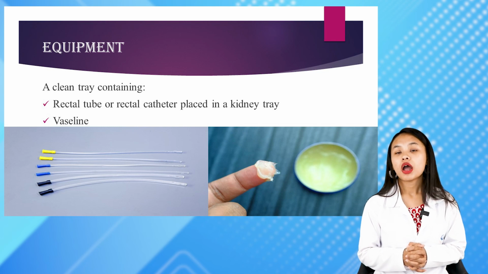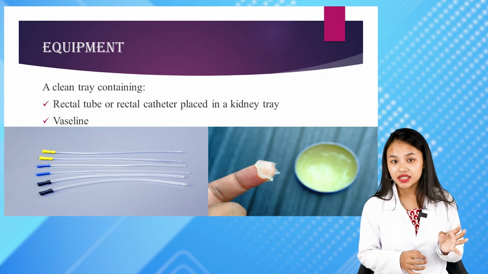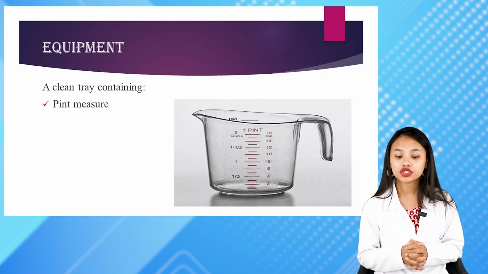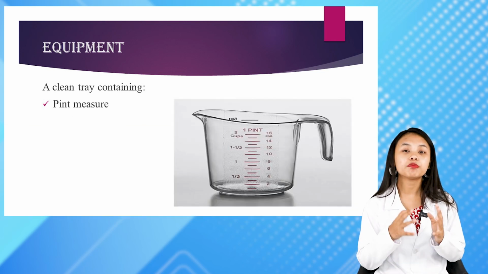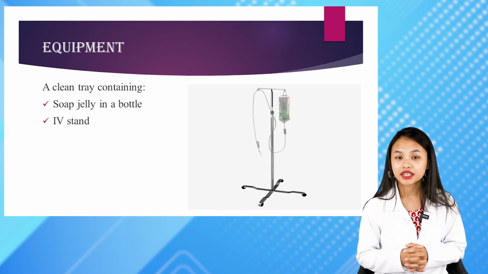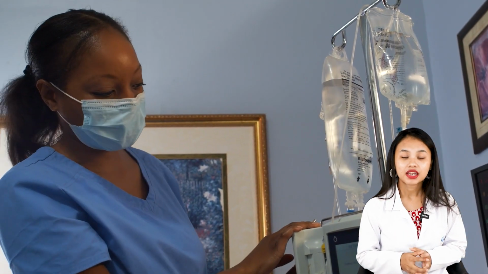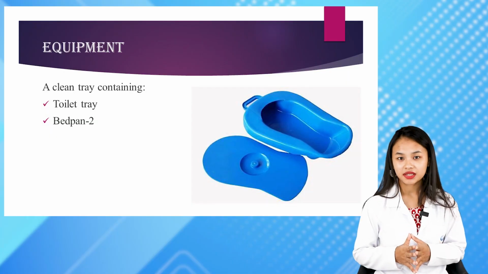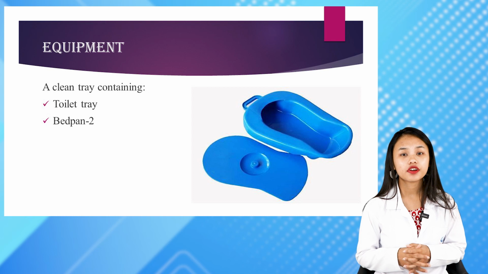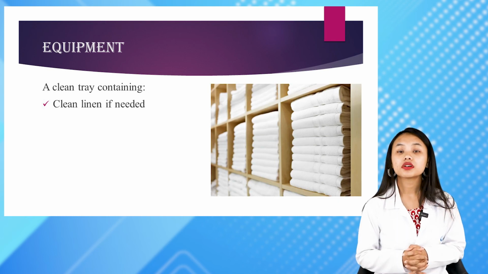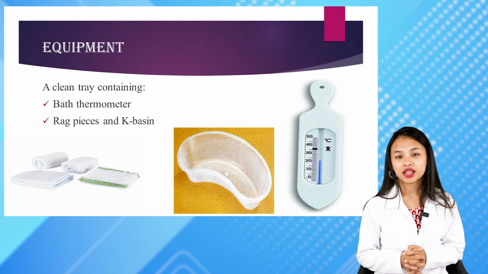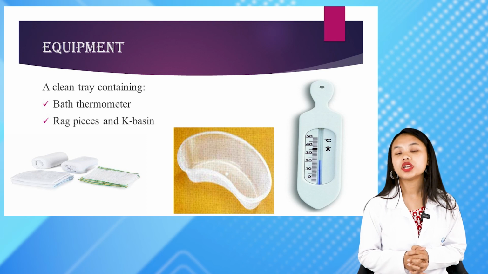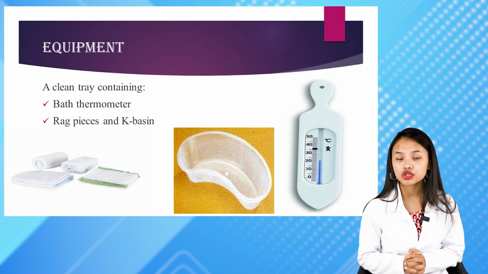We will also need Vaseline in order to lubricate the tube. We will need a pint measure, soap jelly in a bottle, IV stand, toilet tray, two bedpans, clean linen if required, a bath thermometer, as well as rag pieces and a K basin. So these are the various equipment which you must arrange before performing the procedure.